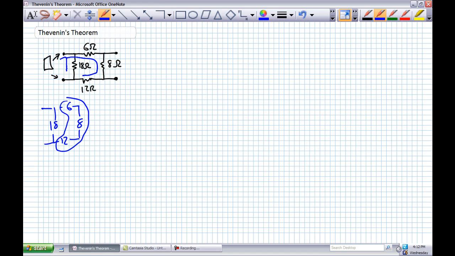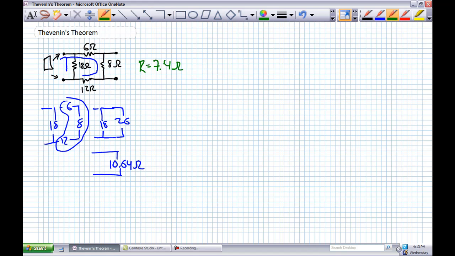So 6, 8, and 12 all in series, that's a 26 in parallel with an 18. 26 in parallel with 18 should give you a value of 10.64 ohms. Okay, so we came up with two totally different results. From this side, 7.4 ohms. The other side, 10.64 ohms. It's a matter of perspective, how you hook things up, which side of the thing you're on.